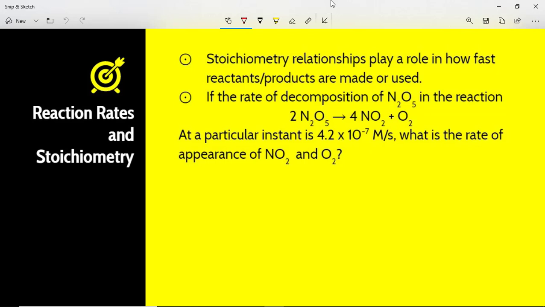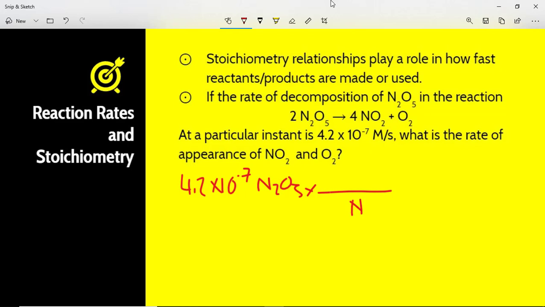So let's look at this example problem. If the rate of decomposition of N2O5 in the reaction in a particular instance is 4.2 times 10 to the negative 7th, in units of concentration per second, what is the rate of the appearance of NO2 and O2? Well, this becomes a stoichiometry problem that we can use the molar ratios for in order to calculate.